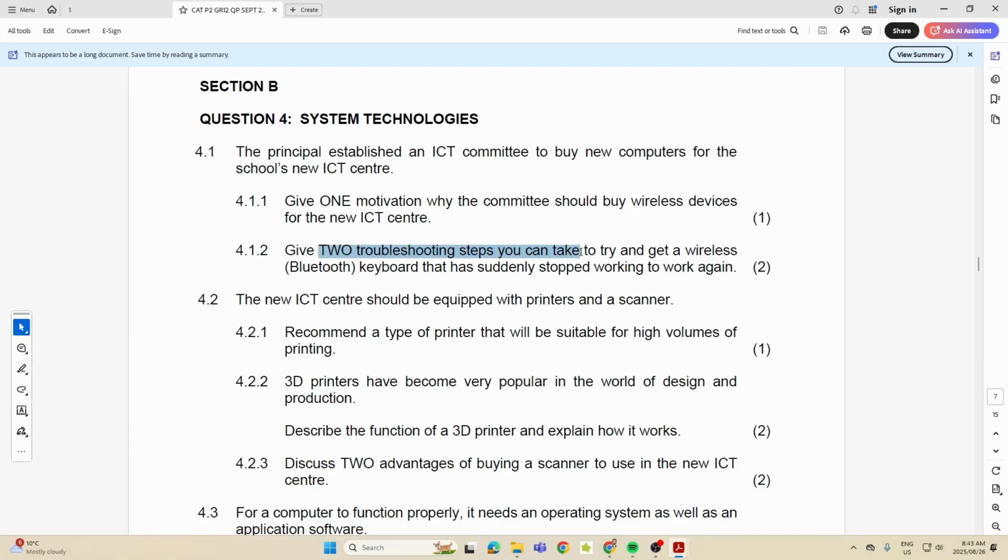2 troubleshooting steps that you can take to try and get a wireless or Bluetooth keyboard that has suddenly stopped working again. Well, the first thing you're going to do is check the batteries. Then you could try and reboot the computer. You could even try another keyboard to see if it's the keyboard, the dongle, or the PC itself.